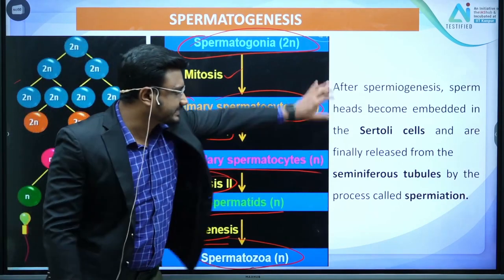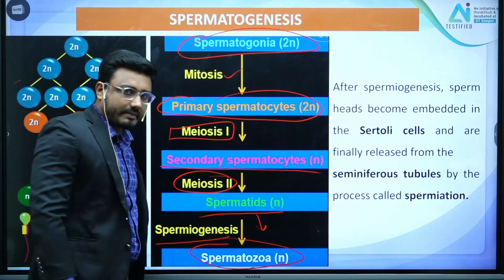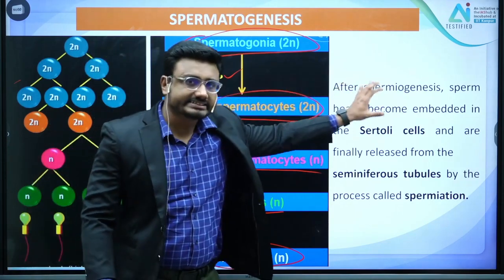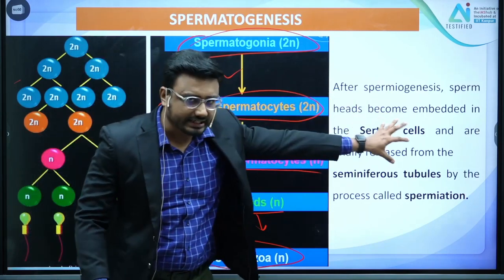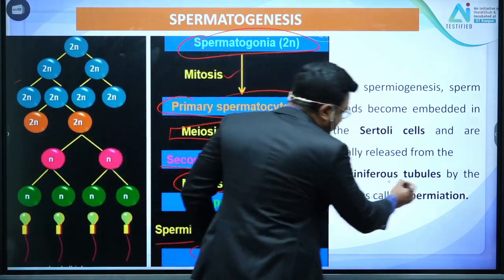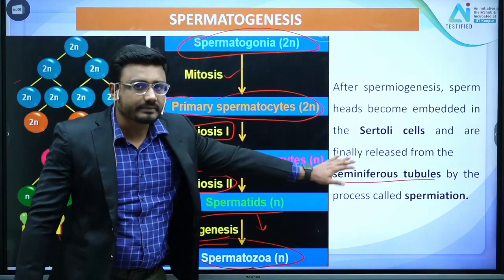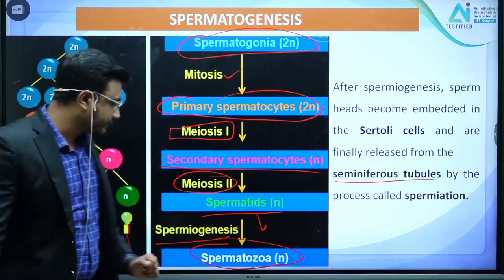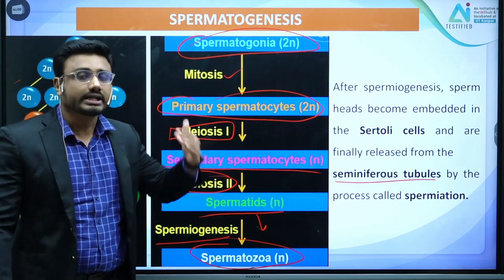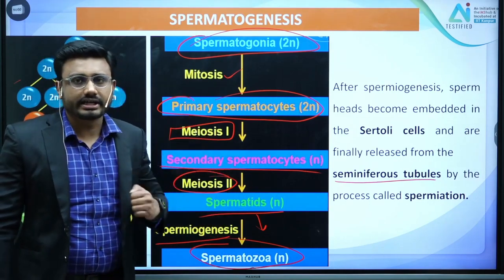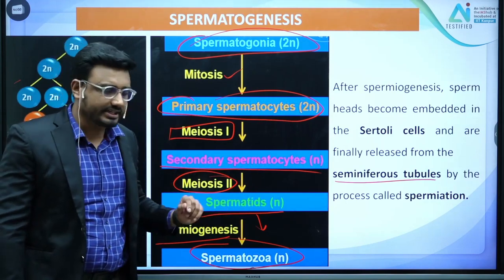So after spermiogenesis, after the formation of the spermatids, the sperm heads become embedded in the Sertoli cells, and they are finally released from the seminiferous tubules by the process known as spermiation. So don't get confused with spermiogenesis. In spermiogenesis, the spermatids get converted into spermatozoa, also known as sperms, and they are haploid in nature.